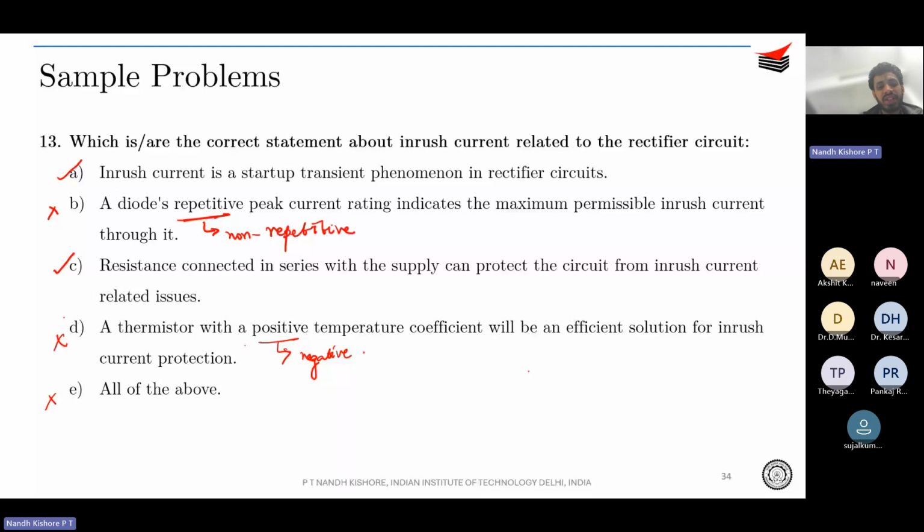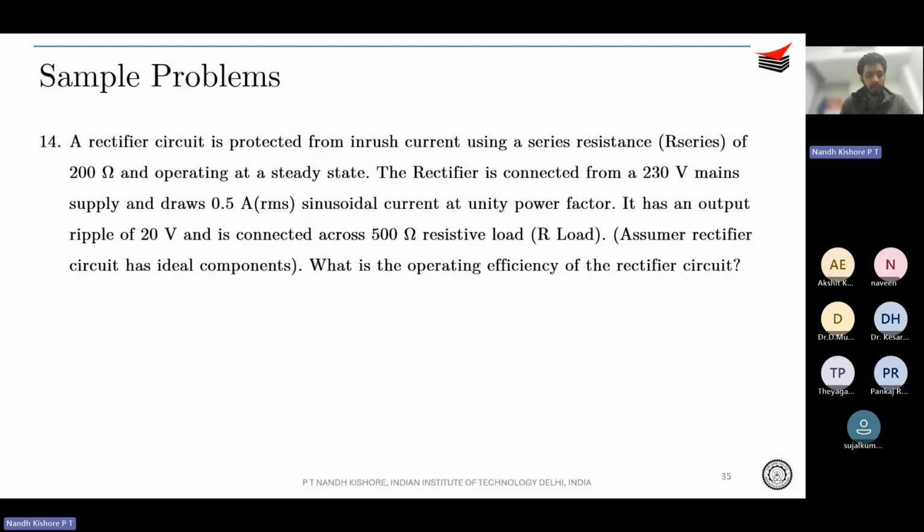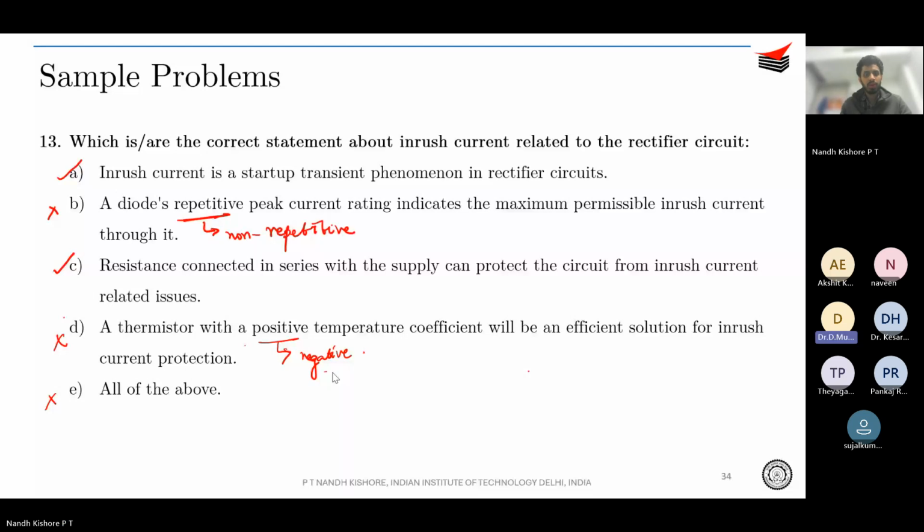Thermistor with negative temperature coefficient will do, and the diode's non-repetitive peak current rating indicates the maximum permissible inrush current that you can push. And that is supposed to happen only once, of course. Okay, so we'll go on to the next question.